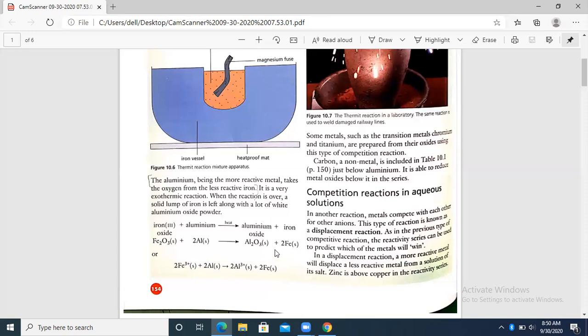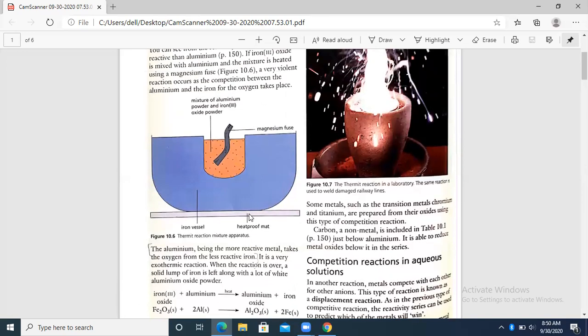So in a chemical reaction, anybody getting oxygen, that is called oxidation. Aluminium is oxidized, oxidation happened. But iron lost the oxygen, that is called reduction. It's a reduction reaction. So in this reaction, both are happening: aluminium oxidized and iron reduced. Such a type of reaction is called a redox reaction. So in this case, the competition reaction is there, the displacement reaction is there, and the redox reaction is there.